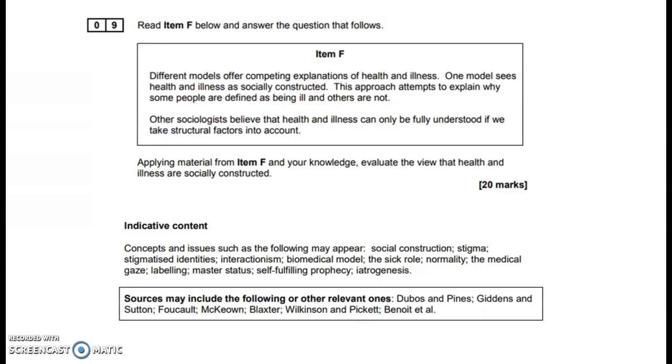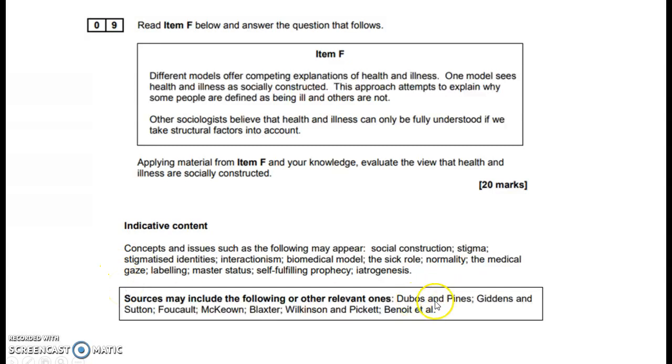and you could do it by comparing it to the biomedical model, which lots of you did, but basically lots of you used this to tell me how much you know about the biomedical model and everything that's wrong with it, which is odd because the question is asking you whether health and illness is socially constructed and what are the views for and against. So as we can see here, there are loads of ideas that the mark scheme recognises you could talk about, and lots of sociologists.